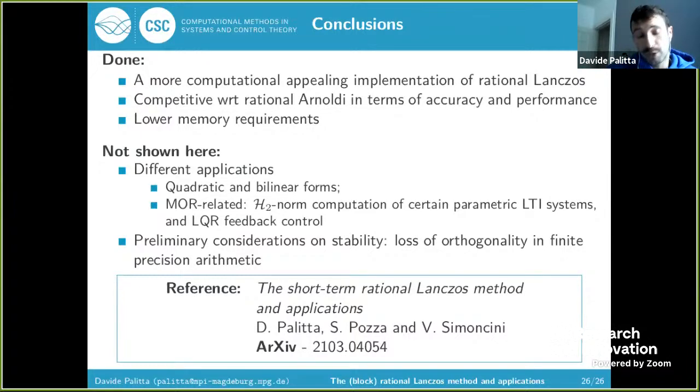In the preprint that you can find on arXiv, we also have some preliminary considerations on the stability of this method. As with its polynomial counterpart, rational Lanczos may also suffer a sort of loss of orthogonality in finite precision arithmetic, but these are very preliminary considerations, and further studies in this direction are definitely needed. Difficult, tricky, but absolutely needed.